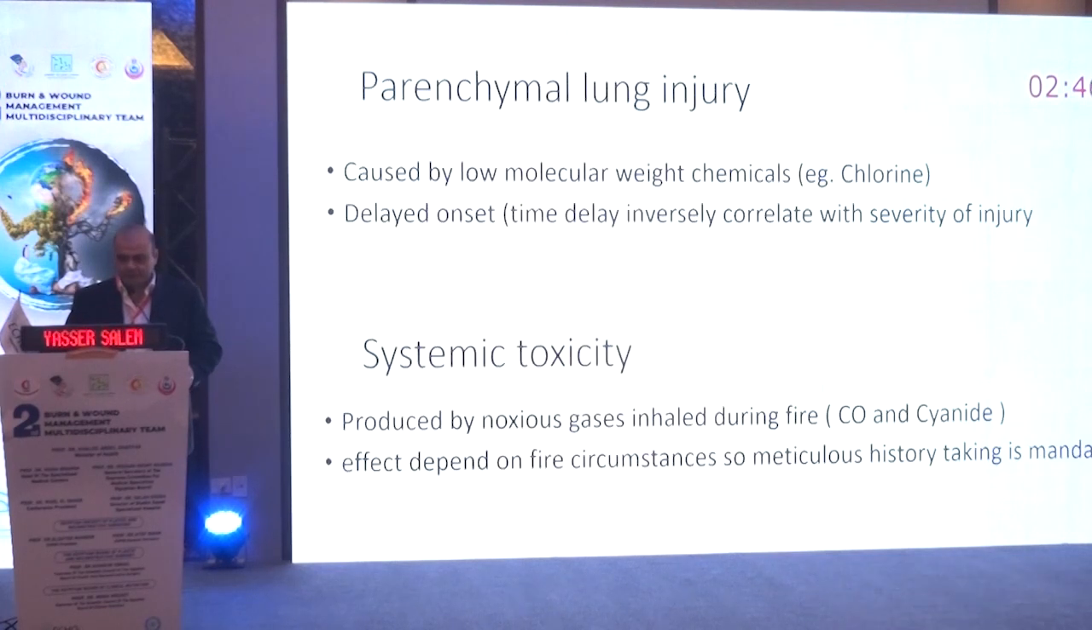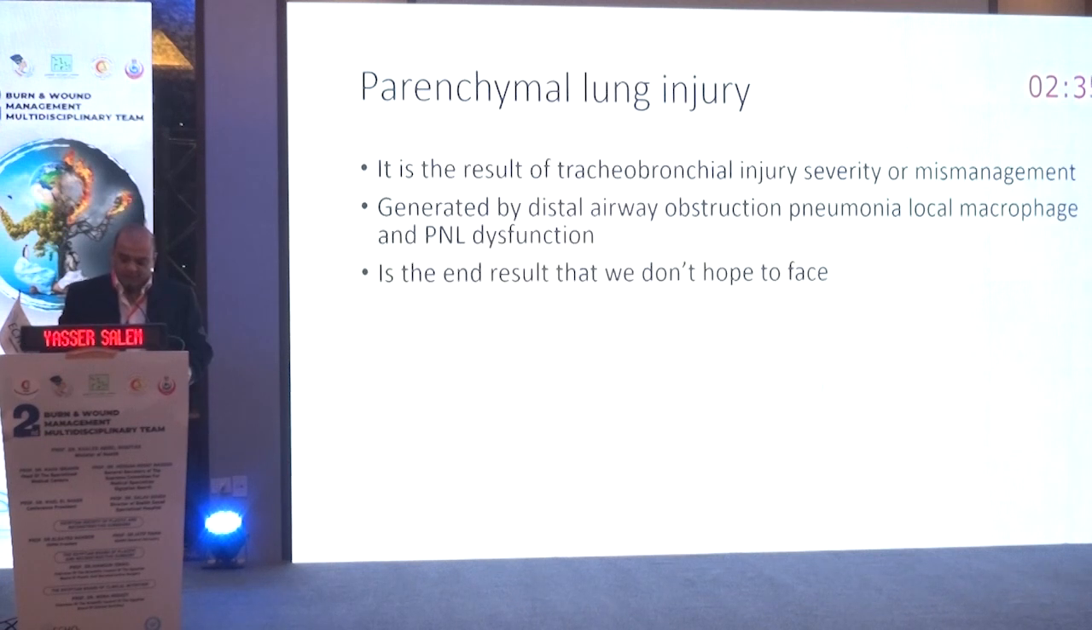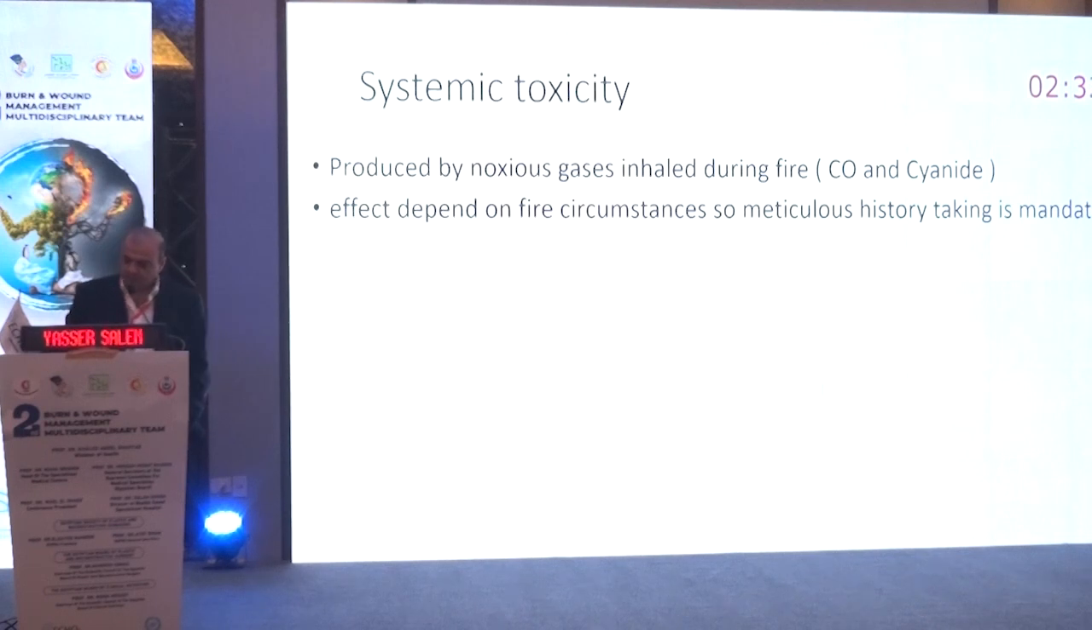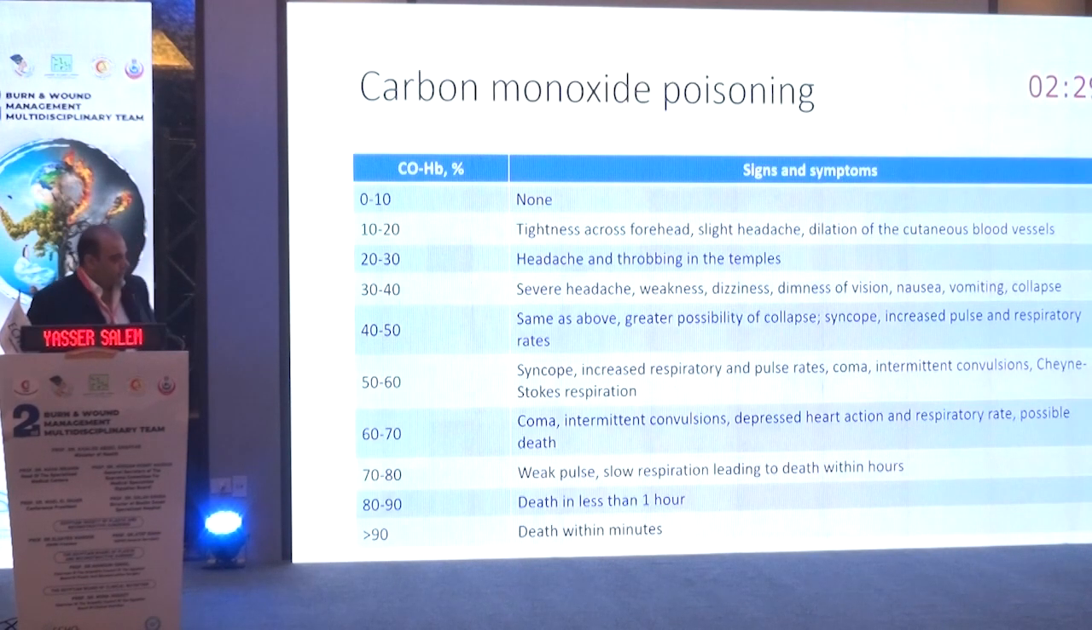We are left with the parenchymatous lung injury. Parenchymatous lung injury is either a complication of the tracheobronchial injury with respiratory failure, as we said, or a systemic toxicity. Mostly, we know the carbon monoxide and the cyanide. Okay, regarding the carbon monoxide, this is the carbon monoxide level. The allowable level is about 3% in non-smokers, 10% for smokers, and the critical level of carbon monoxide is 40 to 50%. This is the point where the patient will develop some sort of respiratory failure and start with metabolic acidosis and the whole body shutdown.